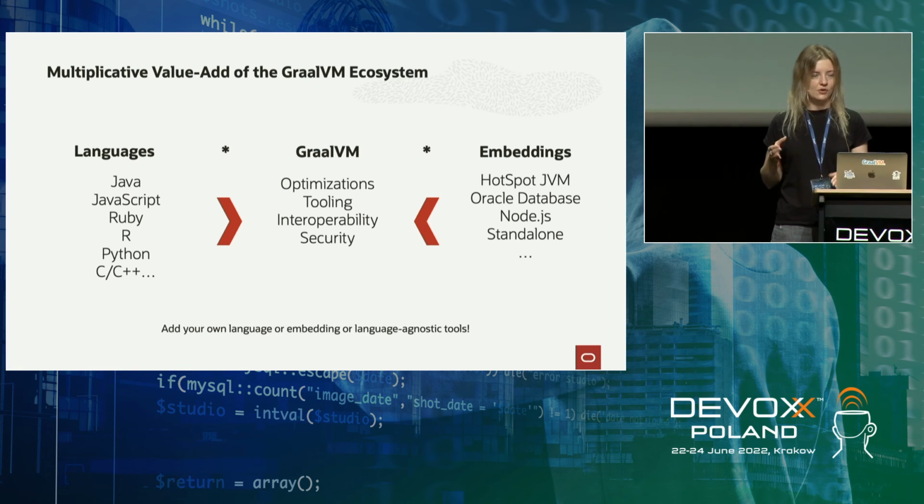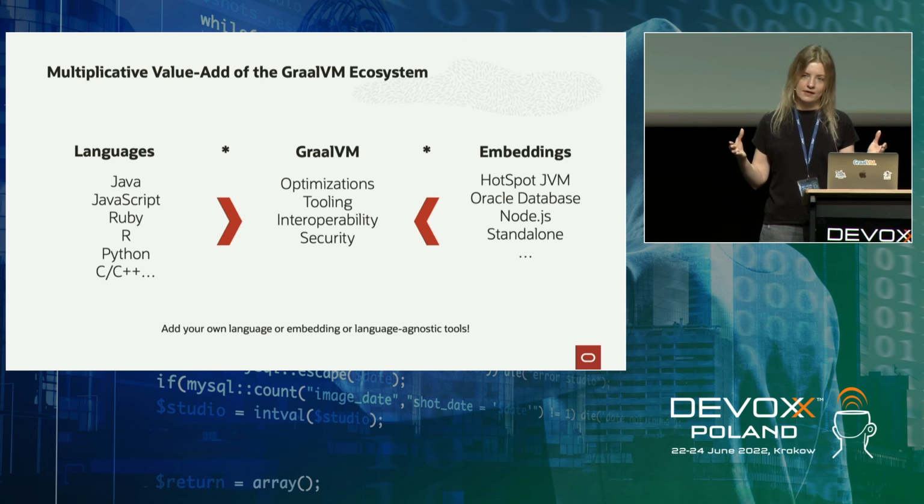And GraalVM not only enables running all those things, but it also takes care of the optimizations across languages, right? So it will optimize and compile the application in a way that all of the languages and all of the parts of those languages are working with the best possible performance.